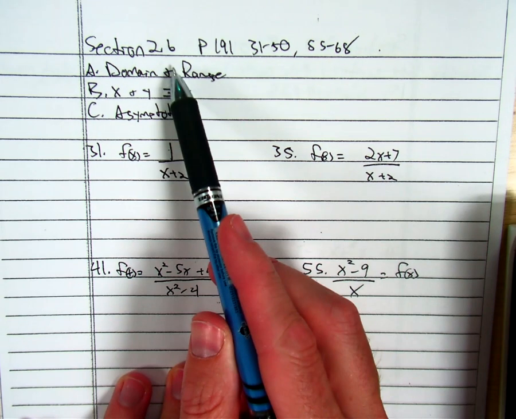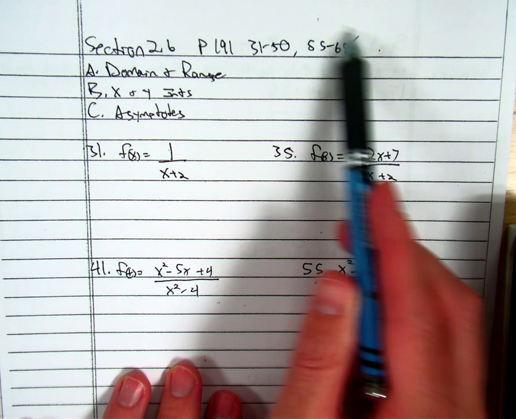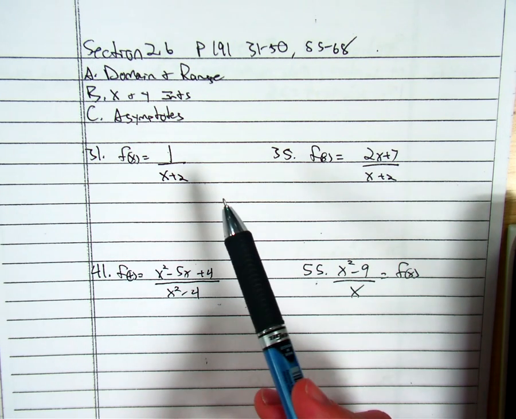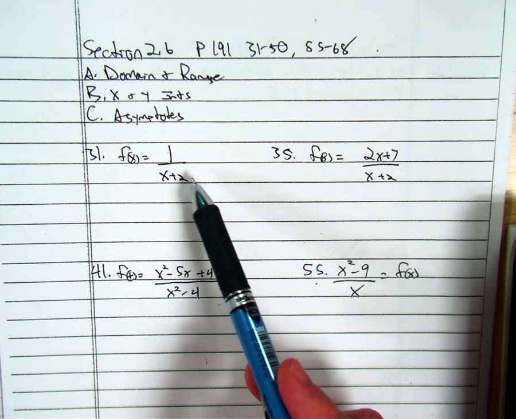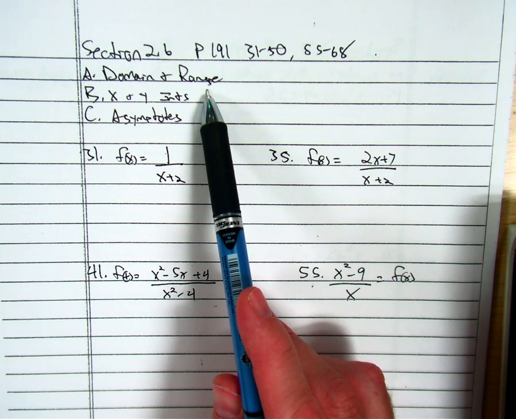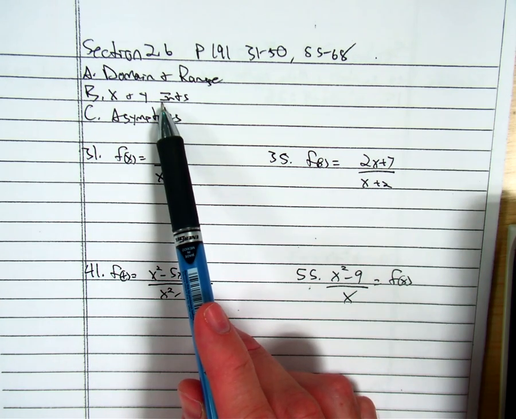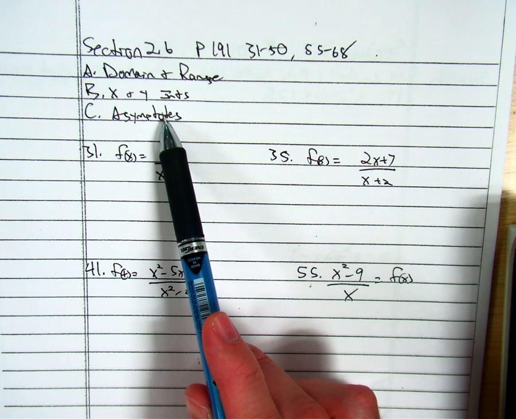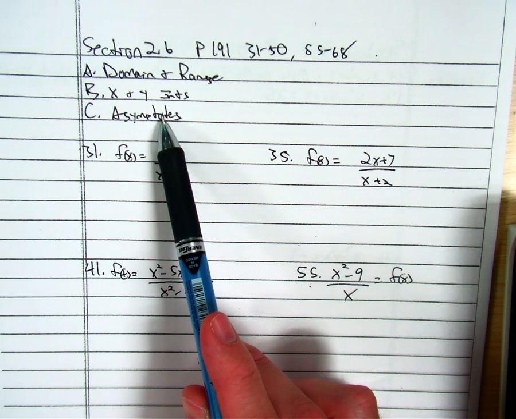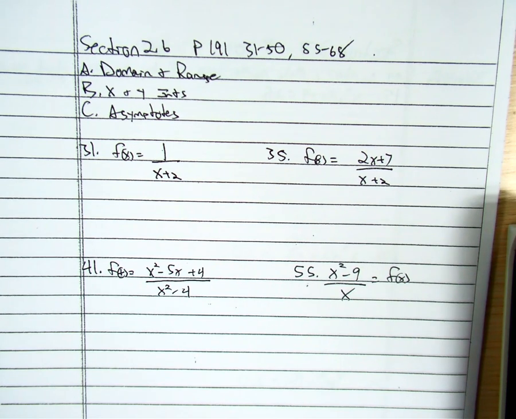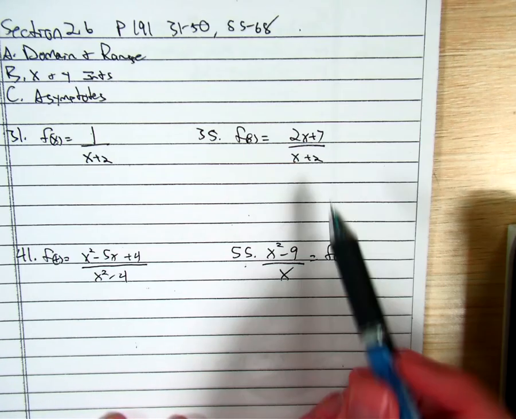Alright, so these problems are coming from section 2.6, page 191, 31 through 50, and 55 through 68. And with these rational polynomials, we're looking for domain and range, which I actually don't think is a question on the quiz, x and y intercepts, and asymptotes. And we have vertical asymptotes, we have horizontal asymptotes, and now we have slant asymptotes. So let's start with, let's just go to 35 over here on the right-hand side.